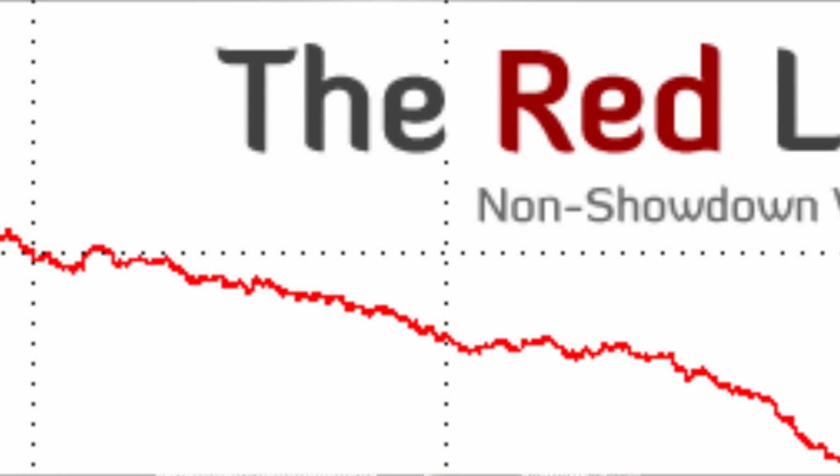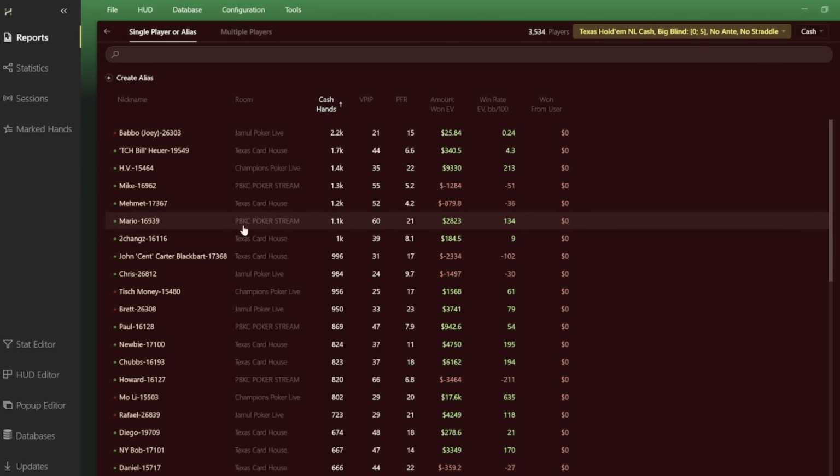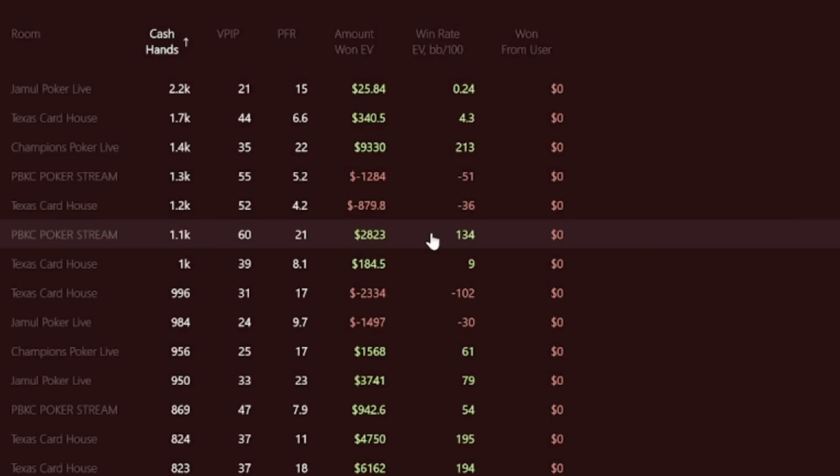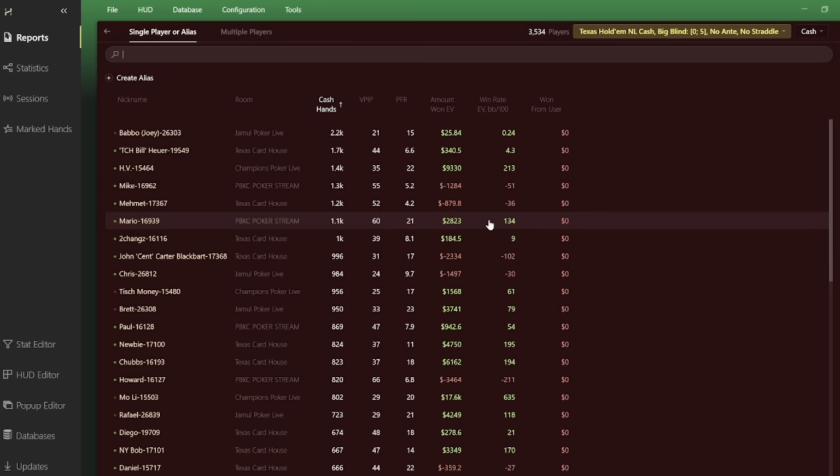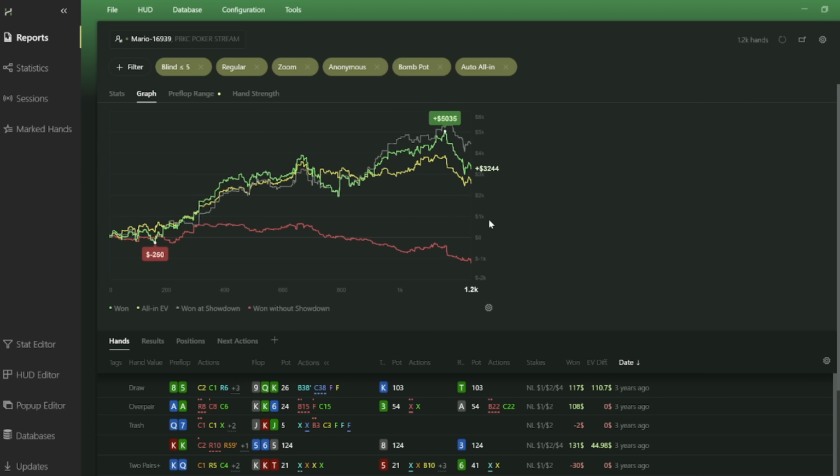You probably know that online players often talk about the so-called red line, their non-showdown winnings. As live players, we've never been able to track that. But this software displays these stats for live players too. Let's click on this player here, for example, as he seems to be one of the biggest winners at low stakes with a win rate of 134 big blinds per 100 hands, which equates to around 40 big blinds per hour, which is pretty good. And we can see that his red line is slightly negative.